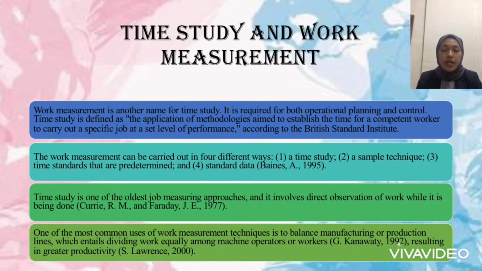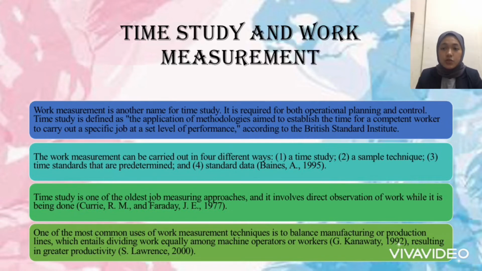The work measurement can be carried out in 4 different ways. 1. Time study. 2. A sample technique. 3. Time standard that are predetermined. And 4. Standard data, says Baines A. at 1995. In the same study, Baines said that there are 3 stages to the basic operation, which is analysis, data collection or measurement, and synthesis, regardless of the measuring technique used.